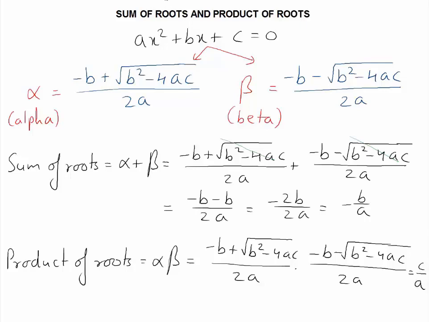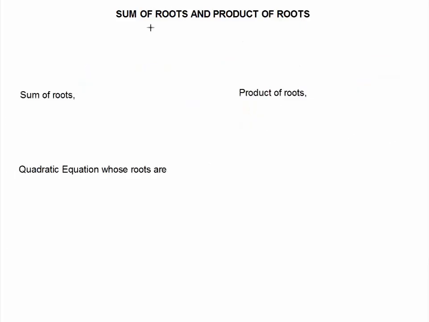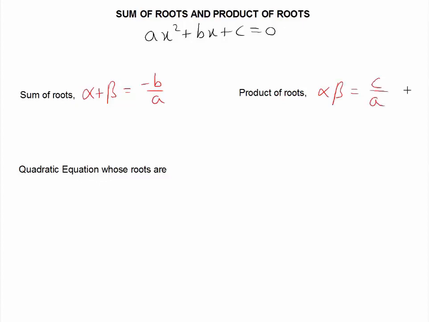So let's summarize. So the sum and product of roots of ax square plus bx plus c equals 0 is alpha plus beta equals minus b by a, product of roots alpha beta equals c by a. So we need to memorize both of these formulas. Now next is the quadratic equation whose roots are alpha and beta: x minus alpha multiplied by x minus beta equals 0.